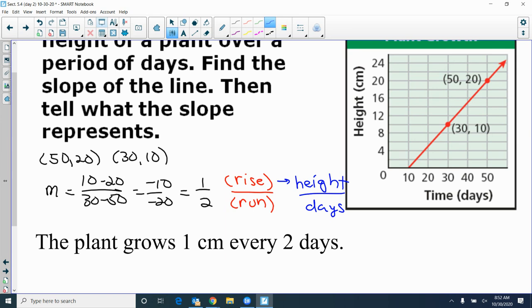But you analyze the situation. So it's height over time. In this case, it's days.